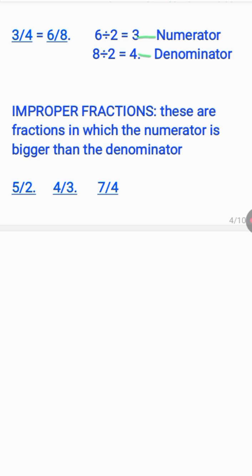Yes, there is a fraction that is called improper fractions in which the numerator is bigger than the denominator. As you can see here, 5 is the numerator and it is larger in terms of value than the denominator, which is 2. Examples include 5 over 2, 4 over 3, 7 over 4, and many more. Note, improper fractions can be converted to mixed fractions, and the conversion is this way.